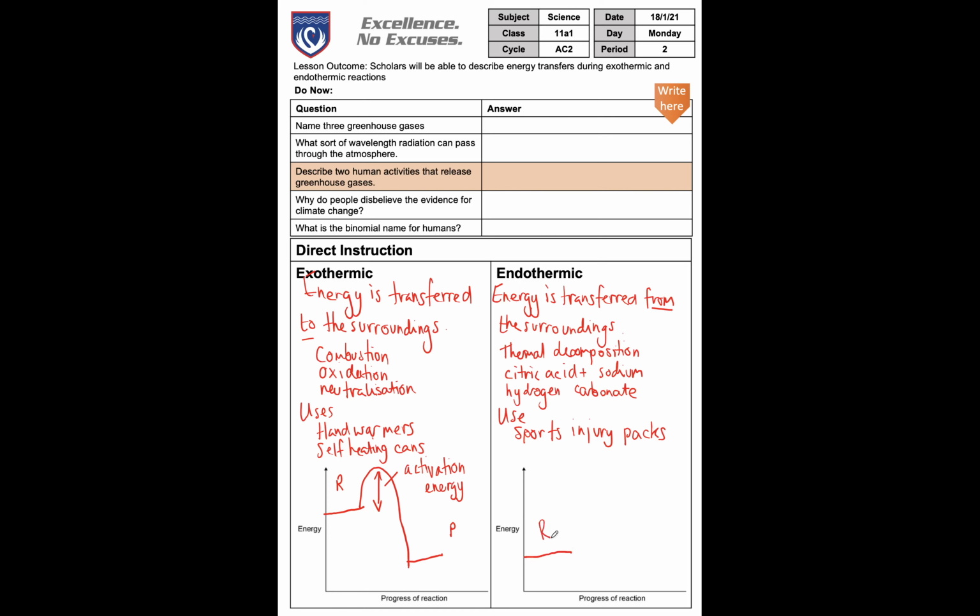So here are our reactants, and then we have a similar bump, and here are our products. Again, this height between the height of the reactants and the top of our curve represents the activation energy. We can see here that the energy that's taken in to break the bonds is much greater than the energy that's given out when we're making bonds. That means energy must be taken in overall, hence it is endothermic.